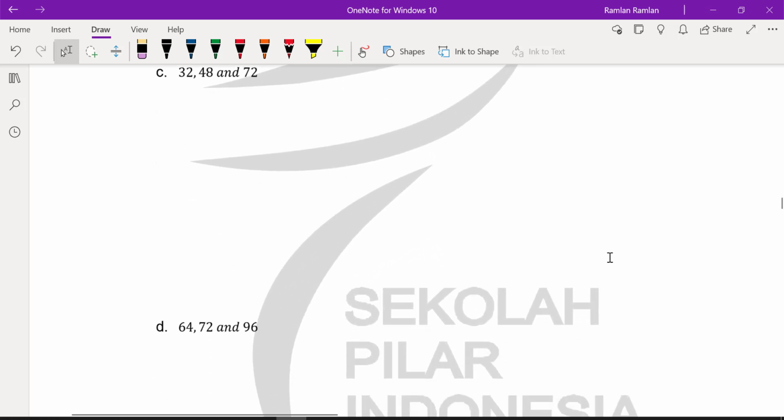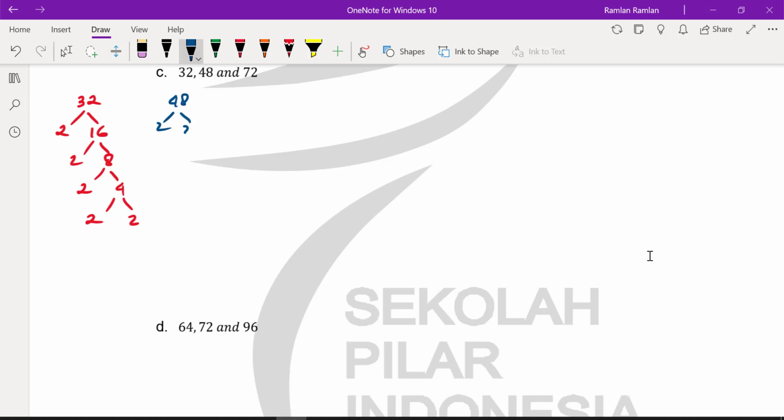We have 32. What's the LCM and HCF of 32, 48, and 72? Okay, now let's do the prime factorization again. Let's start with 32. So 32 divided by 2 equals 16. And then divided by 2 again, you get 8. Divided by 2 again, you get 4. Divided by 2 again, you get 2. Okay, that's for 32.